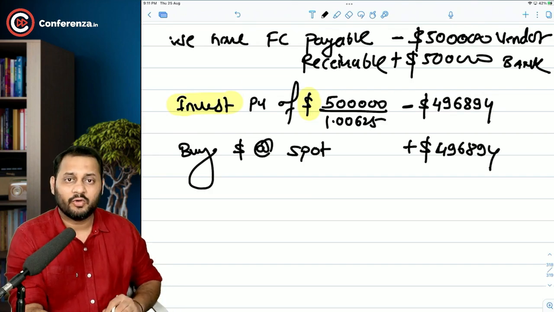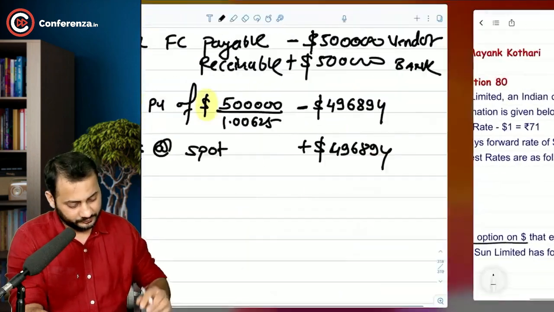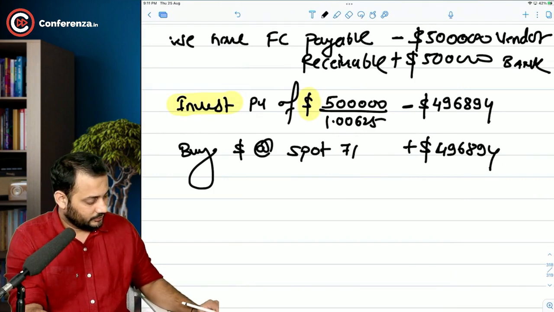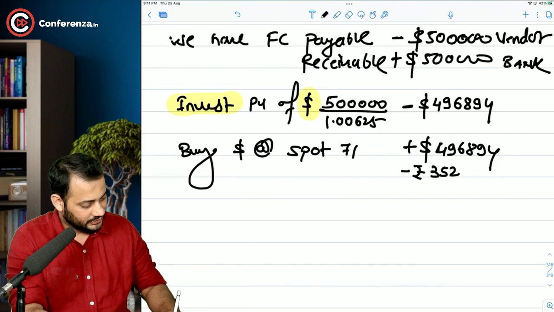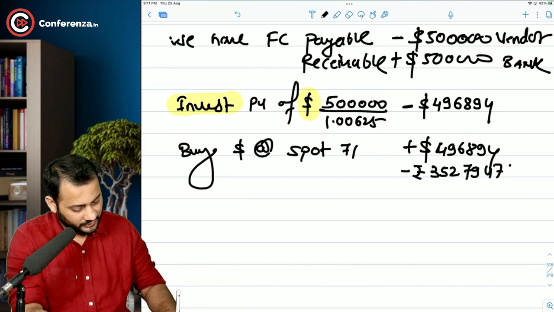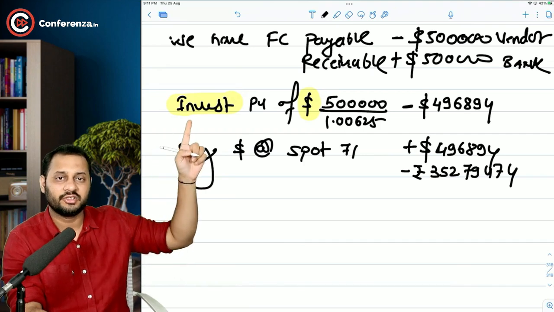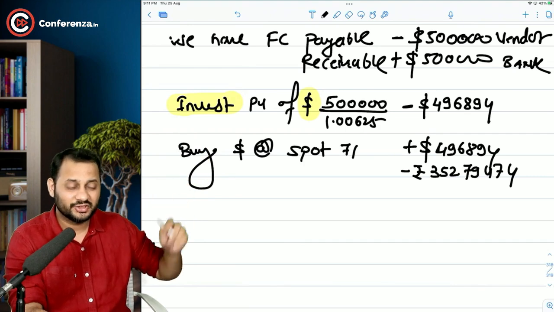496,894. At what rate? The spot rate. 71 rupees. Step by step. So this multiplied by 71. 496,894 into 71 goes to 3,52,79,474. You will have to pay this much in order to buy this much of the dollar and then invest in America.